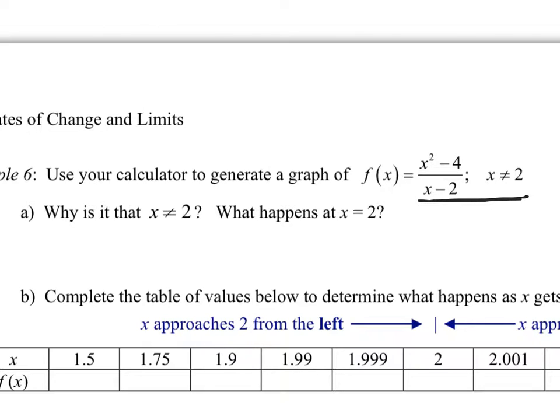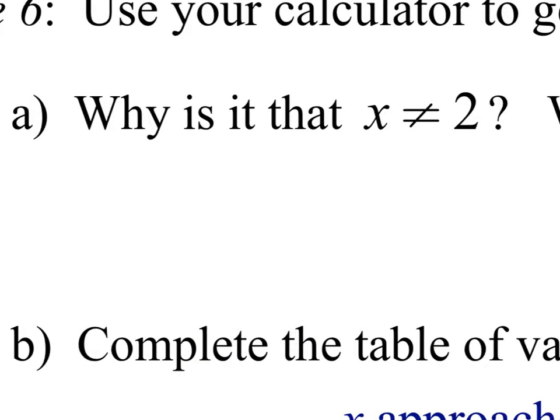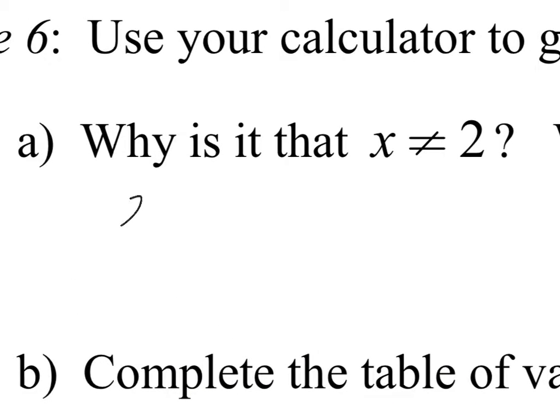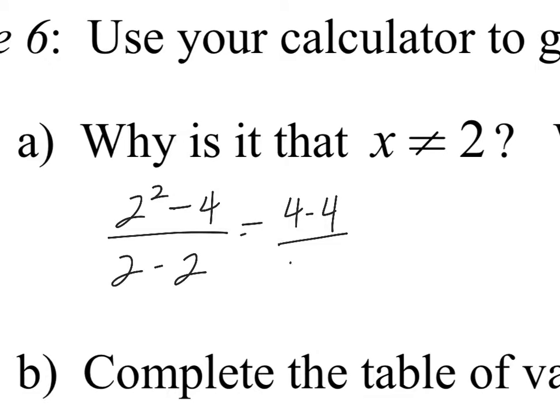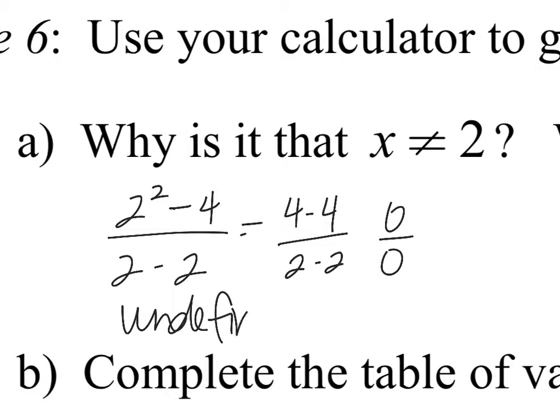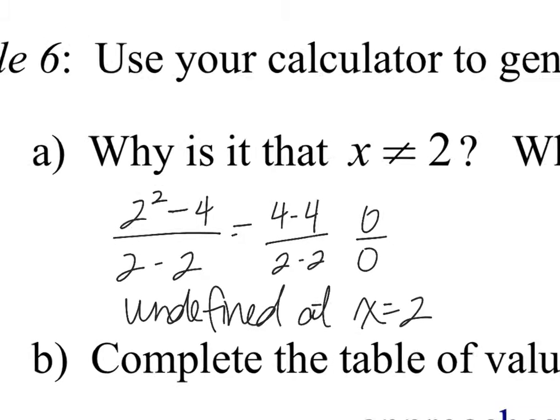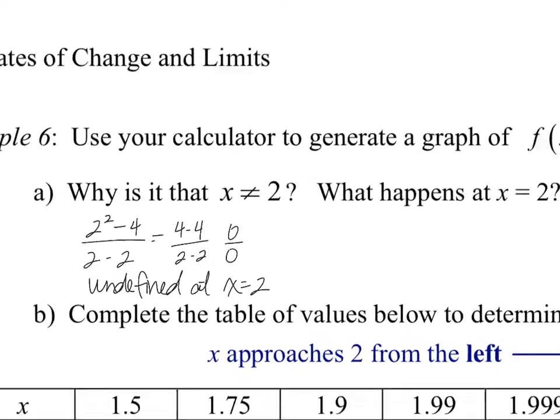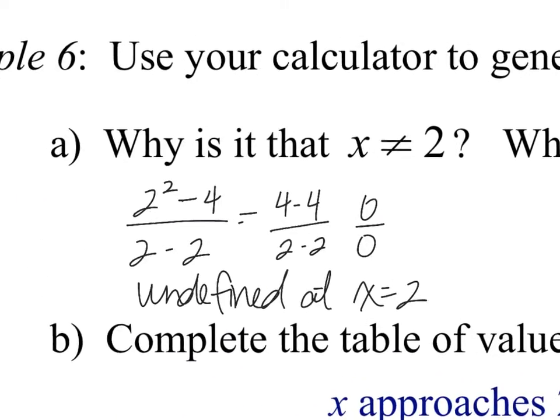And x can't equal 2 because if you plug it in, 2 squared minus 4 over 2 minus 2. If you plug that 2 in for the x, we're going to get 4 minus 4 on top over 2 minus 2, which is 0 over 0, and that just doesn't work out. Okay, so it's undefined at x equals 2. But what's really going on, what happens at x equals 2?